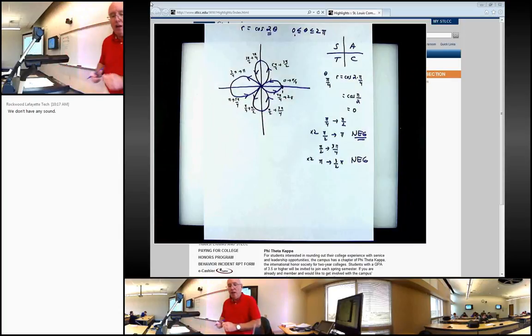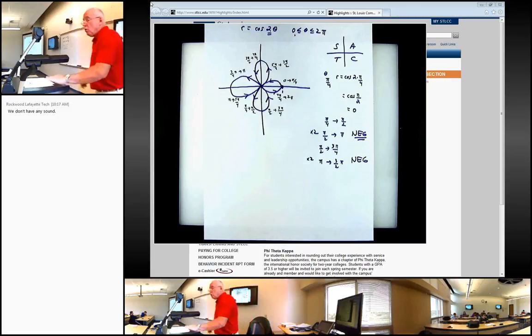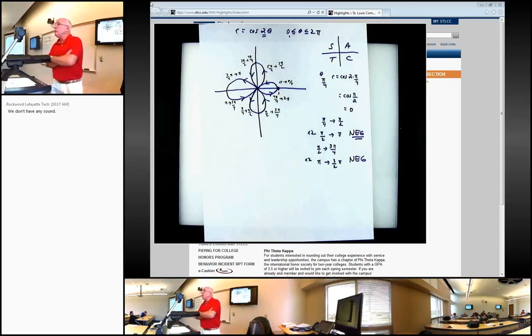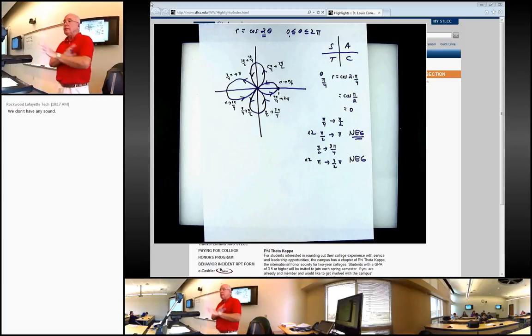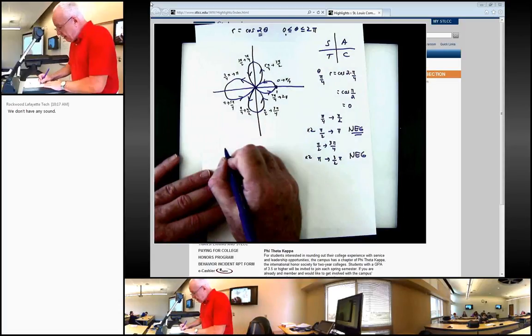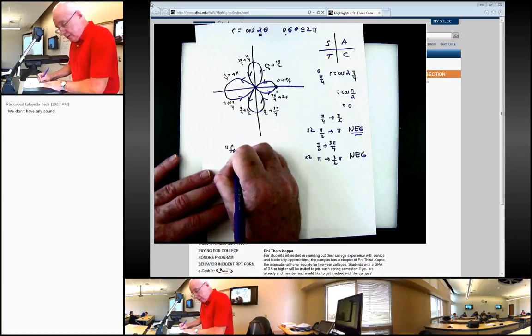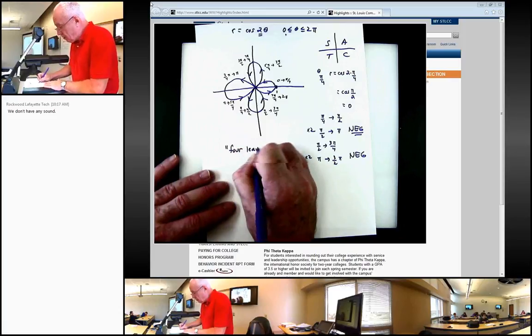Okay. So ignore the lopsided leaves here. What we end up getting with this looks like a 4-leaf clover. It's in the literature. It's called a 4-leaved rose.